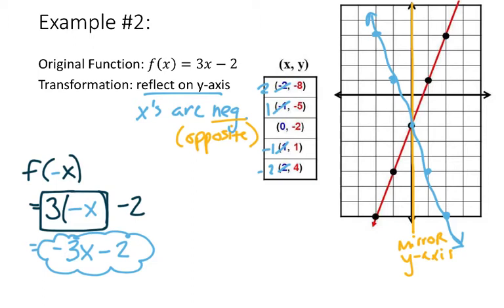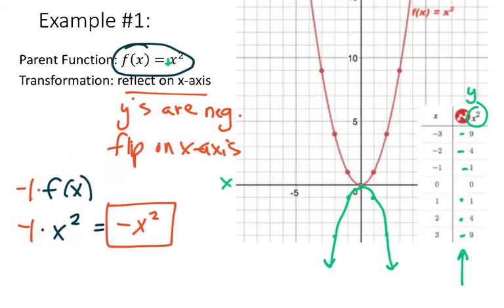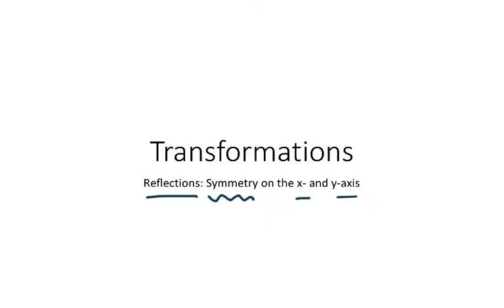So again, the idea is opposites. If you're flipping across the y-axis, the x's make negative. If you're going across the x-axis, the y's are negative. Alright, so that's transformations and symmetry.